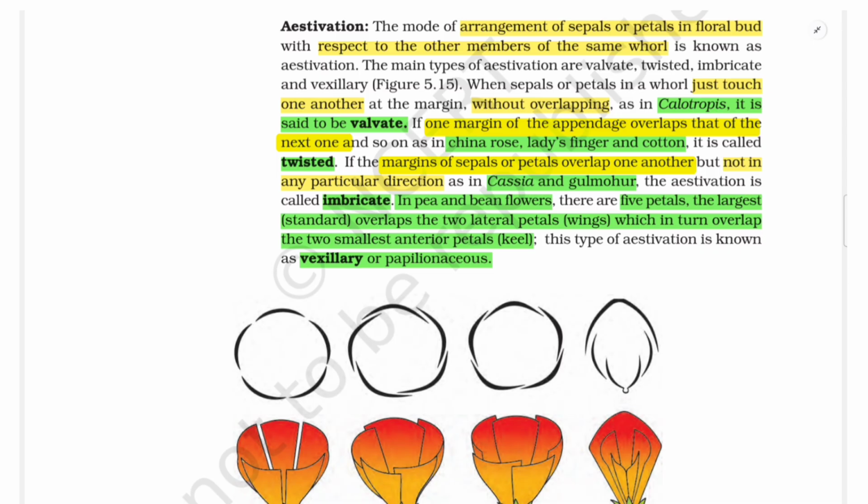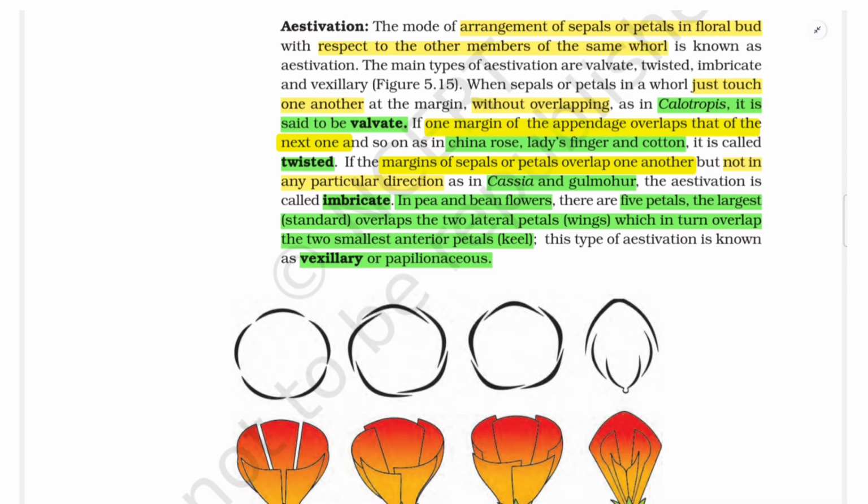If one margin of the appendages overlaps that of the next one, and so on, as in china rose, lady's finger, and cotton, it is called twisted. If the margins of sepals or petals overlap one another but not in any particular direction, as in cassia and gulmohar, the estivation is called imbricate.